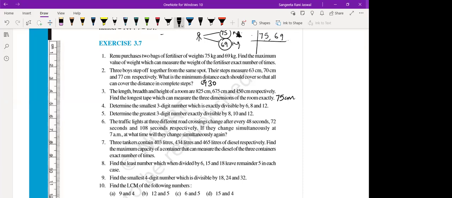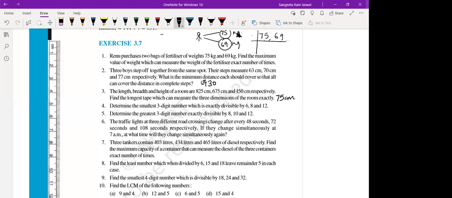Determine the smallest 3-digit number which is exactly divisible by 6, 8 and 12. Exactly divisible by. That means it should be some 3-digit number, a bigger number than 6, 8 and 12. So some bigger number which is divisible by 6, and also divisible by 8 and by 12. So you have to find that number which is divisible by these three. So what will you do in this case? How do you find that big number?